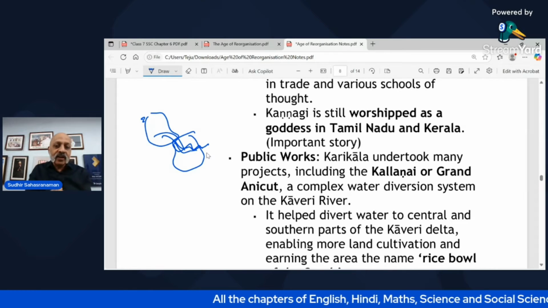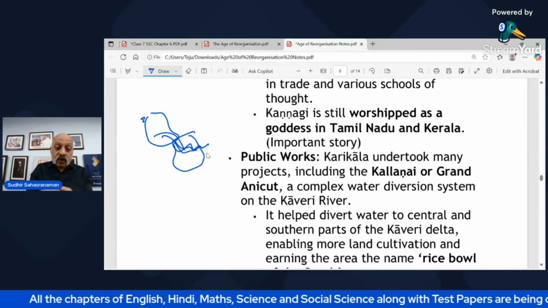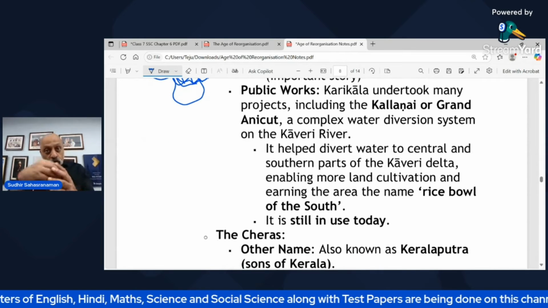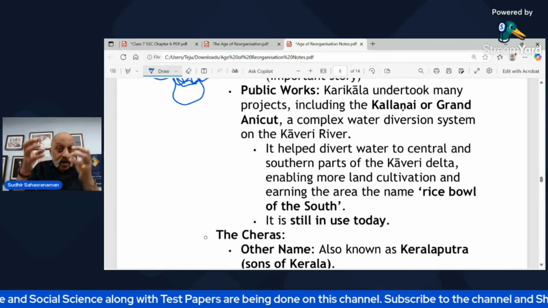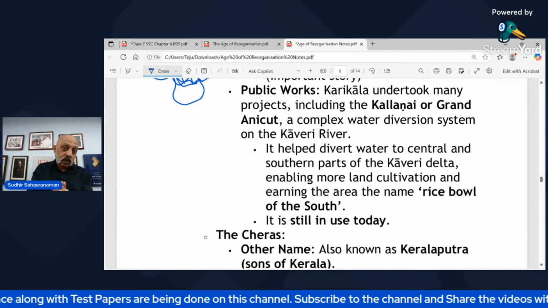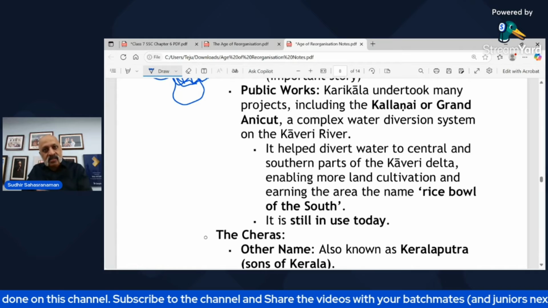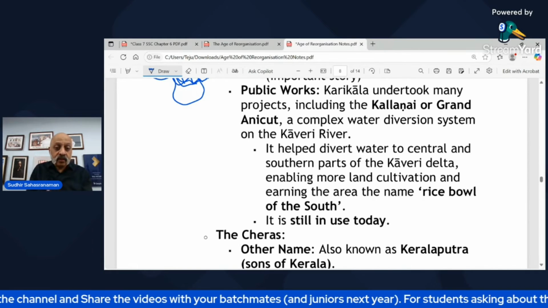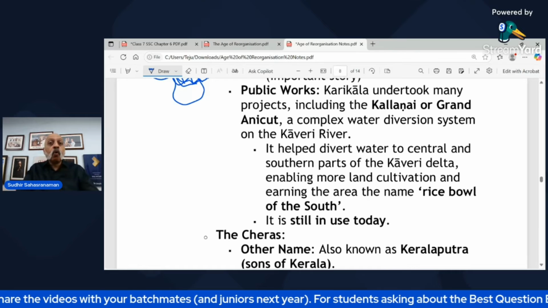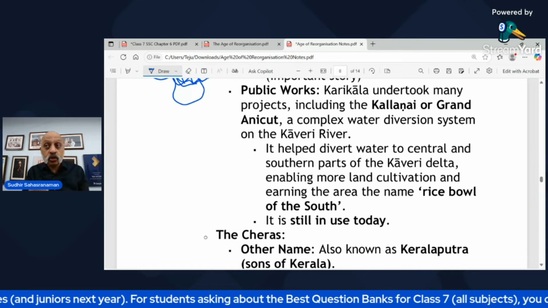So what this king did was to make this water diversion system on the Kaveri River in order to ensure that water was sent to the southern and the central part. For example, Tanjavur is the central part of Tamil Nadu, right? Trichy, etc. is in the slightly central southern part, yeah, you can say central southern, right? And so that there is more area which comes under cultivation, and that's what it managed to do.